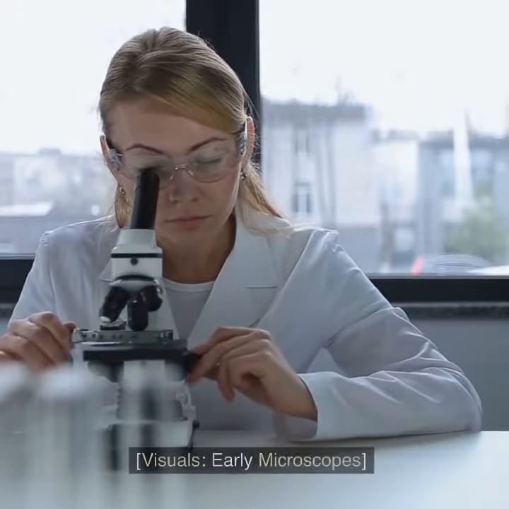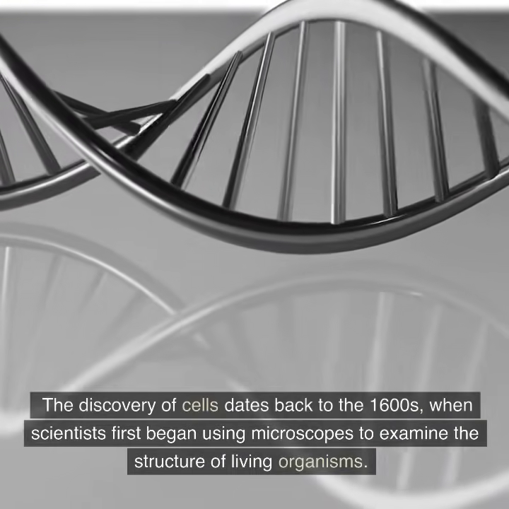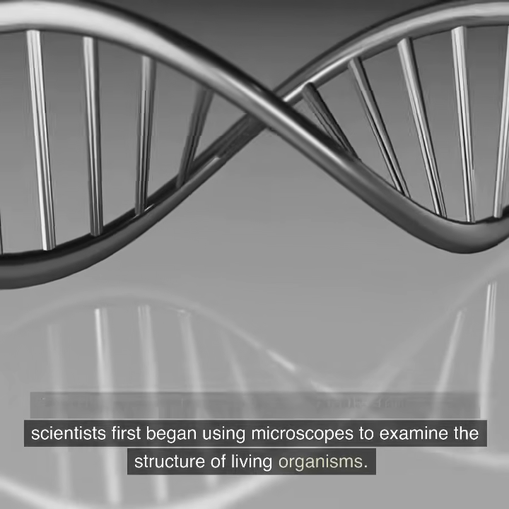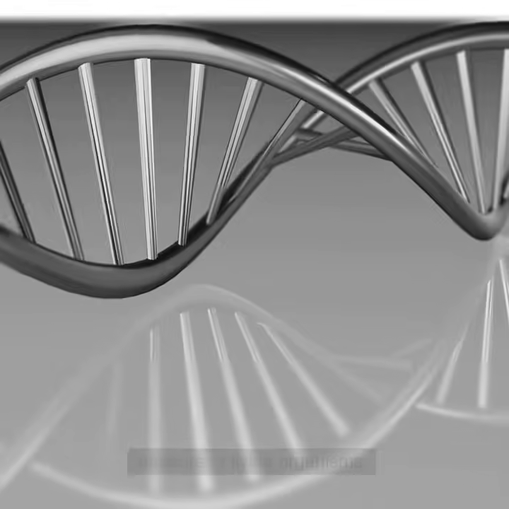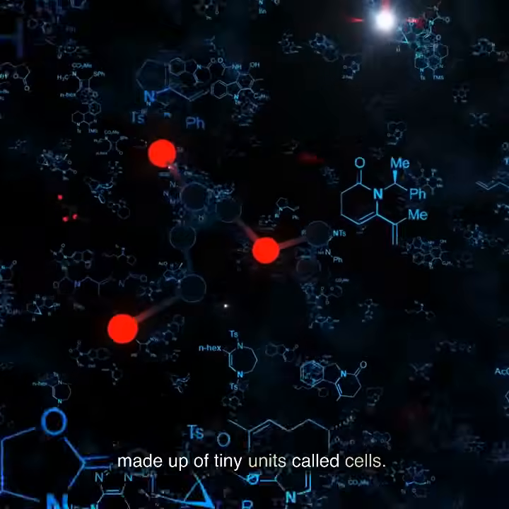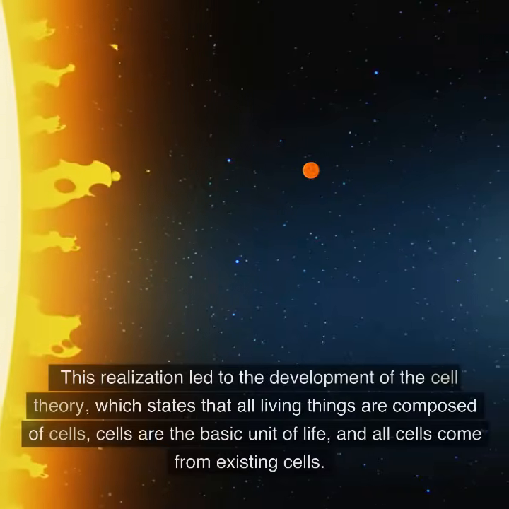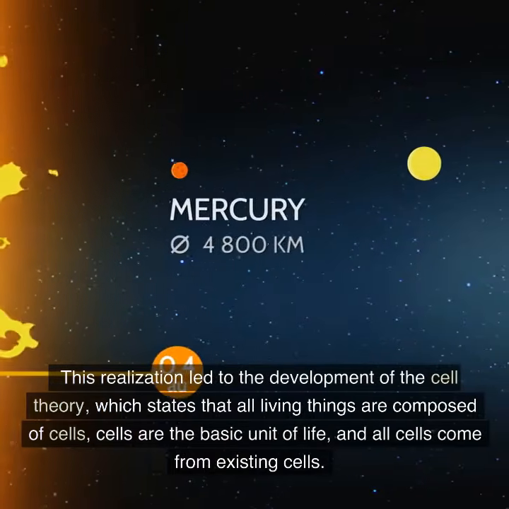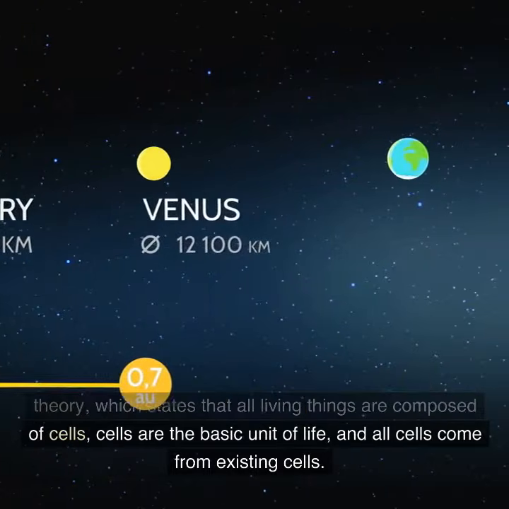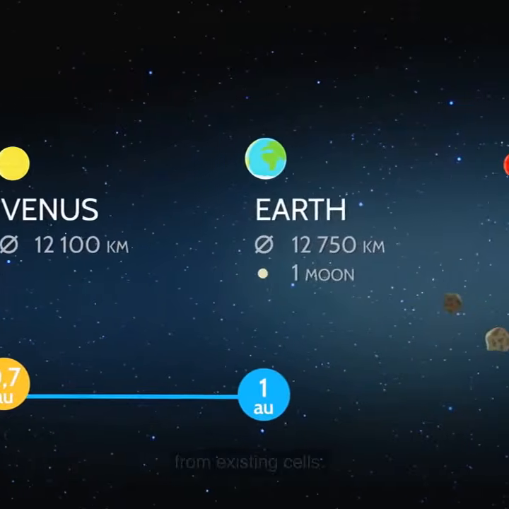Early microscopes. The discovery of cells dates back to the 1600s, when scientists first began using microscopes to examine the structure of living organisms. Over time, they came to realize that all living things are made up of tiny units called cells. This realization led to the development of the cell theory, which states that all living things are composed of cells. Cells are the basic unit of life, and all cells come from existing cells.